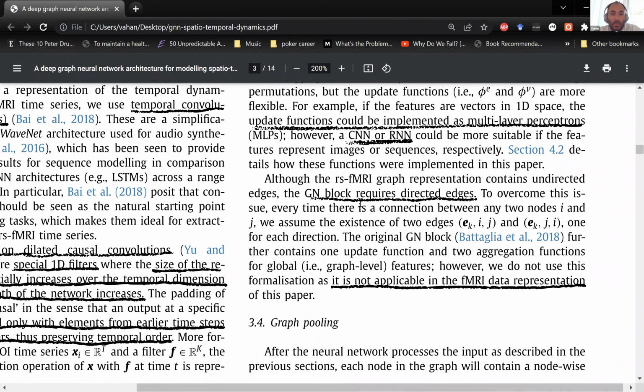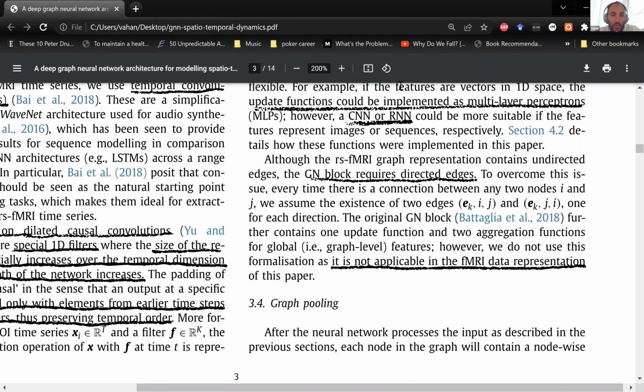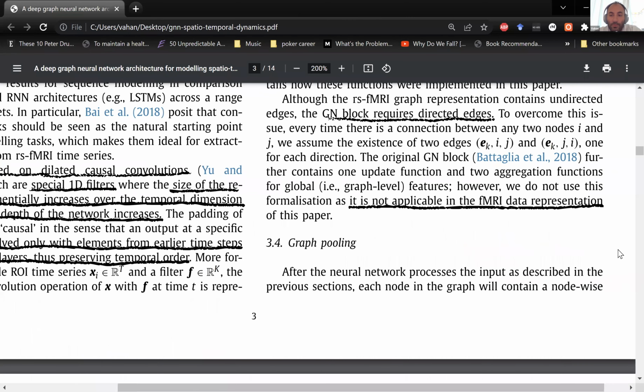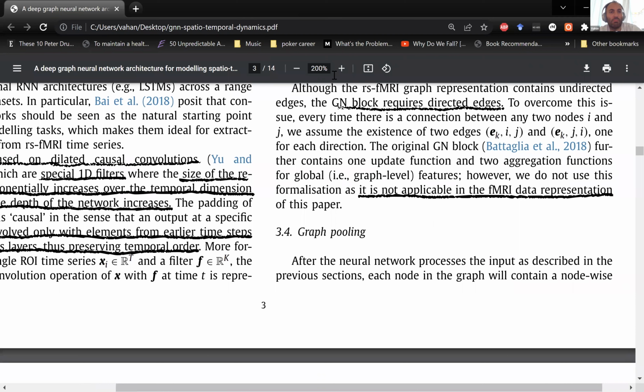Also, these GN blocks require directed edges. To fix this, we change our undirected graph to have two directed edges, one for each direction, instead of one undirected edge. There is no requirement for no loops, so it's fine. Just a little trick we do to be able to use this model. Cool. Any comments here?